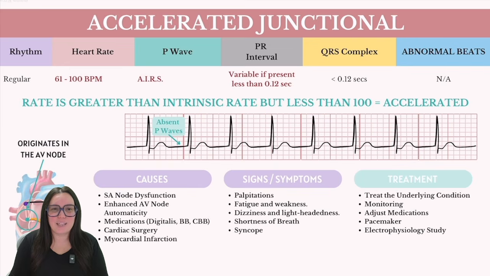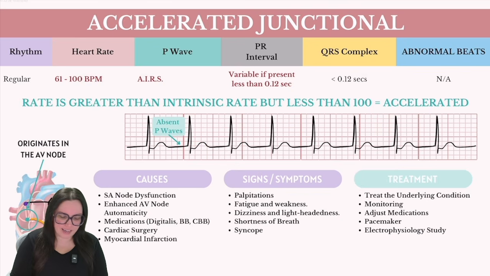Next up, we have accelerated junctional rhythms, and they follow the same rules as junctional rhythms. However, they have a little bit of a faster heart rate. Anytime our heart rate is greater than the intrinsic rate, but less than 100, we call these rhythms accelerated. As we know, the intrinsic rate for the atrioventricular node is between 40 to 60 beats per minute. So anytime the rhythm is between 61 to 100 beats per minute and also meets that junctional criteria that we talked about before, we call that rhythm accelerated.